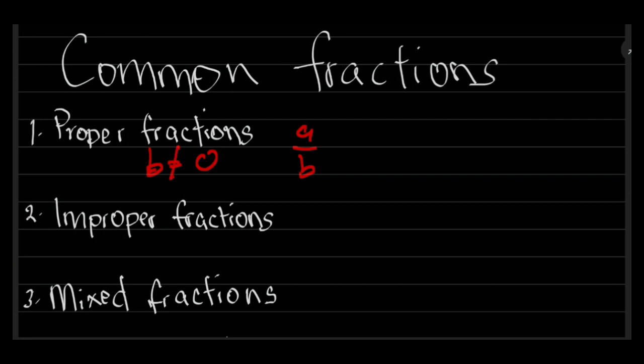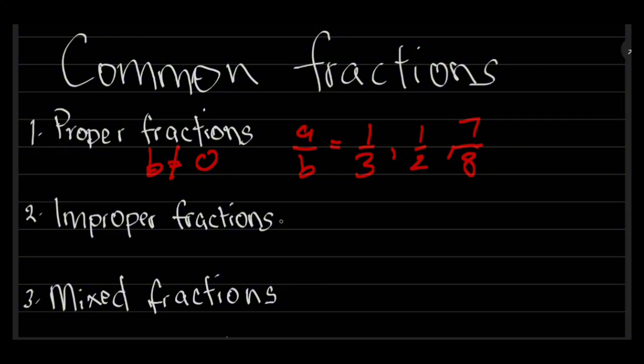So with proper fractions, usually the number on top is lesser than the number below. So we have such numbers as 2 over 3, 1 over 2, 7 over 8. All of these are what we refer to as proper fractions.